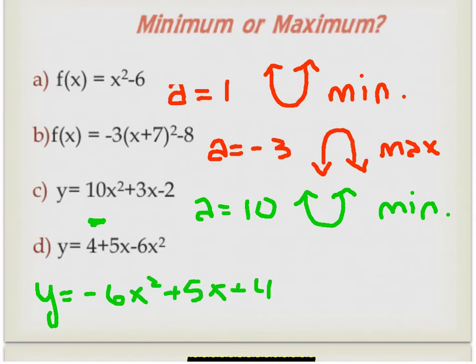Rewriting it, you see that a equals negative 6, which means we open down, and we're going to have a max.